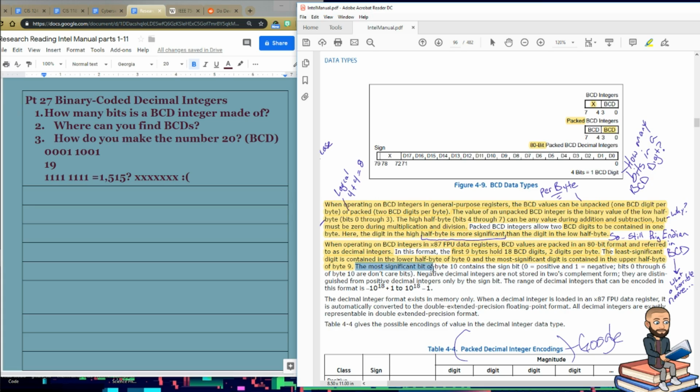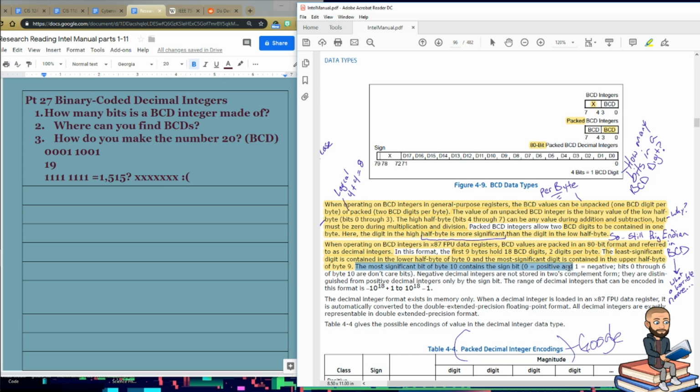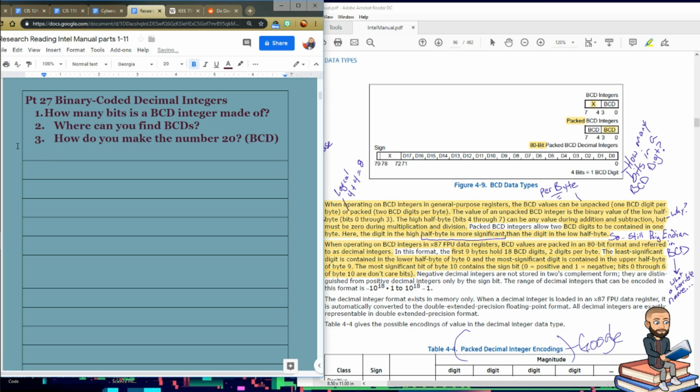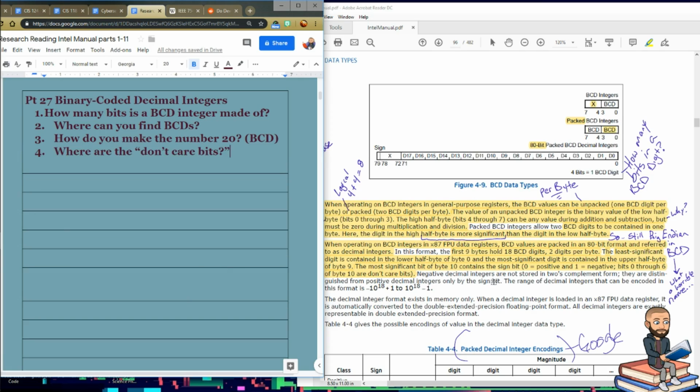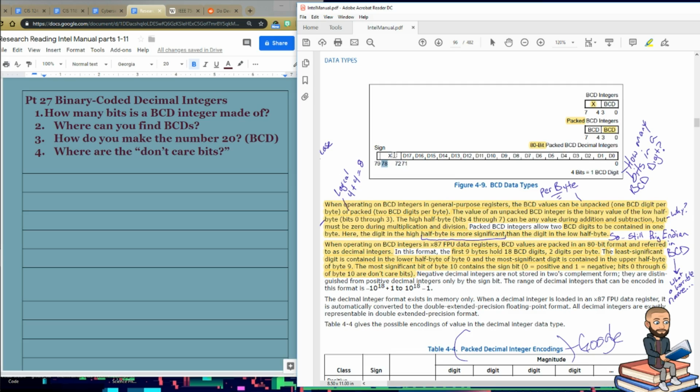Well, the most significant bit of byte 10 contains the sign bit. 0 means it's a positive number, and 1 will be for negative. Bits 0 through 6 of byte 10 are don't care bits. That is new. That's kind of cool. So where are the don't care bits? We can see that up here. So 78 through 72 is the don't care bits. Maybe I should say 72 to 78. Or you could even say right here, bits 0 through 6 of byte 10.